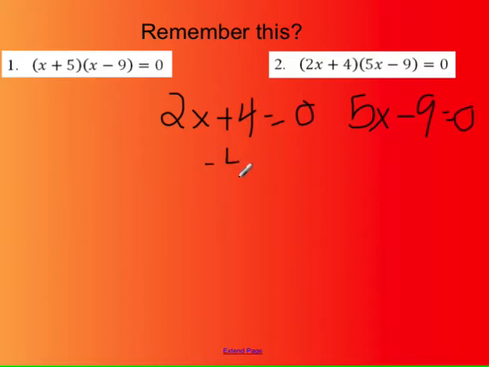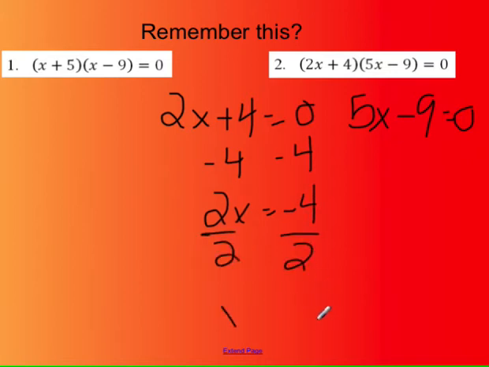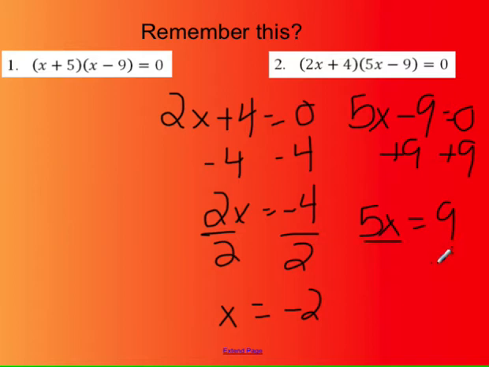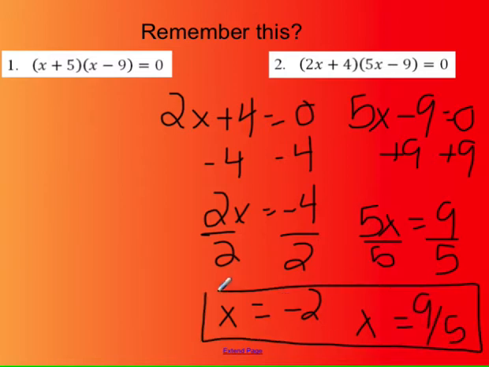So here we're going to subtract 4 from both sides, and then we get 2x is equal to negative 4. Then divide both sides by 2, and you get x is equal to negative 2. Then we want to add 9 to both sides for this one, and we get 5x is equal to 9. Divide both sides by 5, and we get that x is equal to 9/5. You can leave that as a fraction, or if you want to divide it out to see the decimal, you can do that as well. But these right here are your answers.